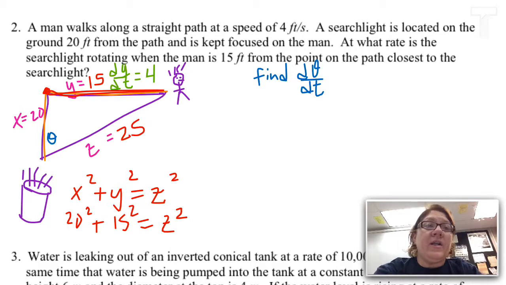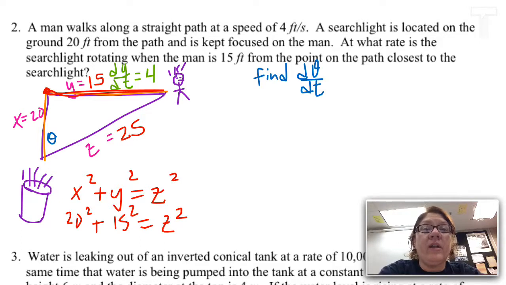Now, if I'm going to find d theta dt, I need to be using a trig function. So the question is, which one should I use? Well, remember, I'm going to need several pieces, perhaps 5. If I was using the Pythagorean theorem, for sure I'd need 5, and then the 6th one would be a variable.